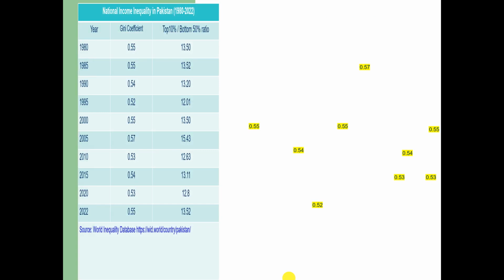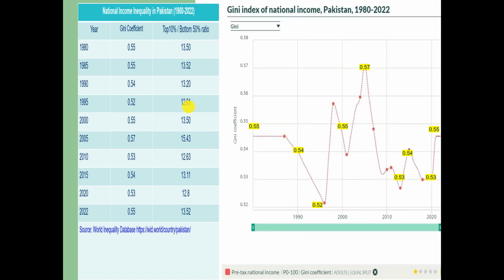Here in this table you can see the data for the Gini coefficient for Pakistan, starting from 0.55, that is 55%, and this is again 55%. So this is a high inequality, and this is the ratio of the top 10% to the bottom 50% in Pakistan, and its graph is given here.